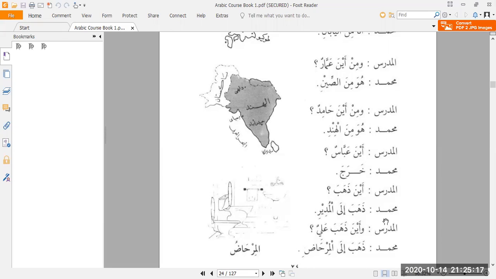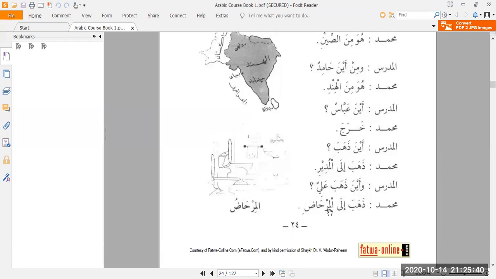So ذهب إلى المدير. He went to the principal. خرج works on the preposition of min, and ذهب works on the preposition of إلى. So where did he go? ذهب إلى المدير. He went to the principal. Okay. Last two, and then we can end our lesson here tonight.